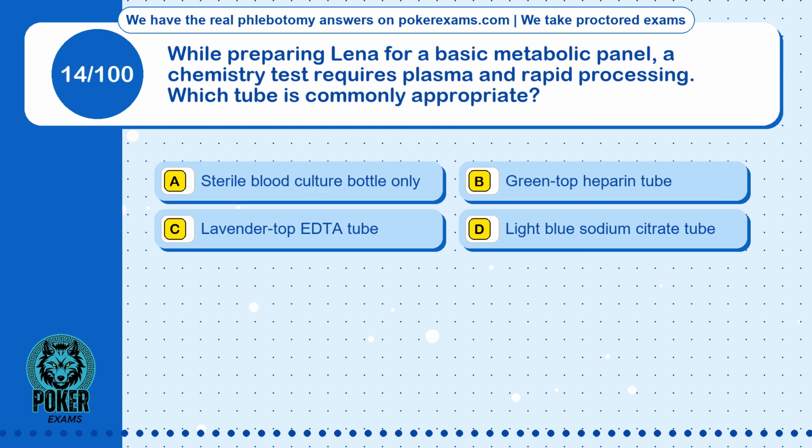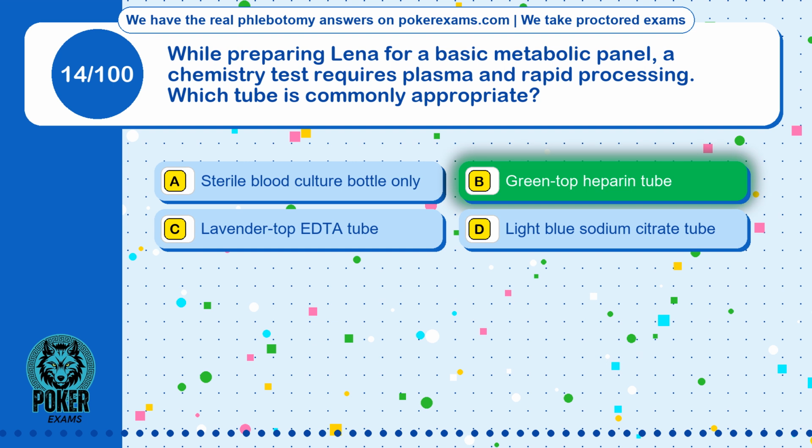Question 14. While preparing LINA for a basic metabolic panel, a chemistry test requires plasma and rapid processing. Which tube is commonly appropriate? Option A, sterile blood culture bottle only. Option B, green top heparin tube. Option C, lavender top EDTA tube. Option D, light blue sodium citrate tube. The correct answer is option B.